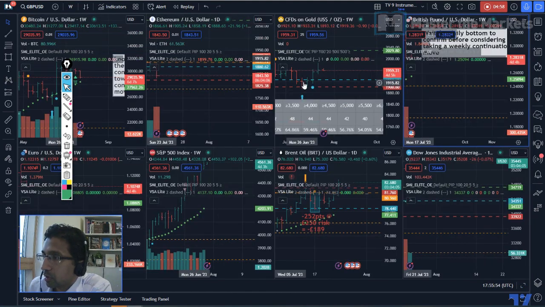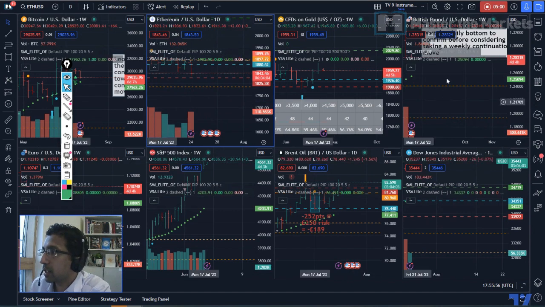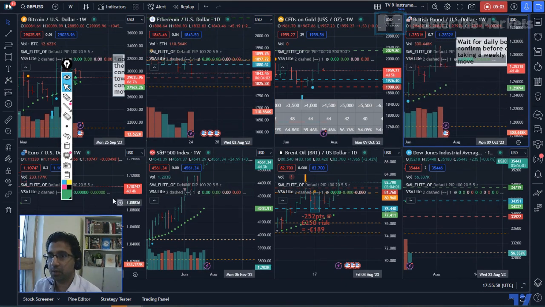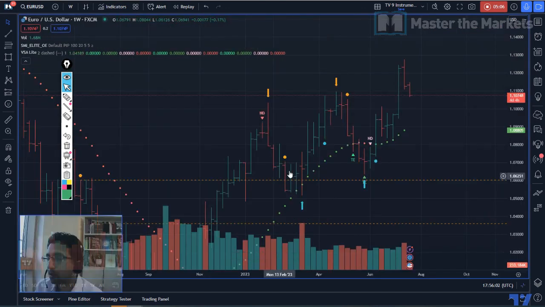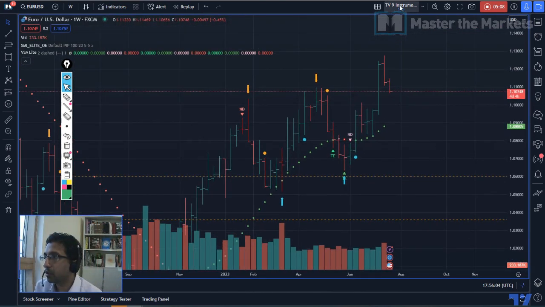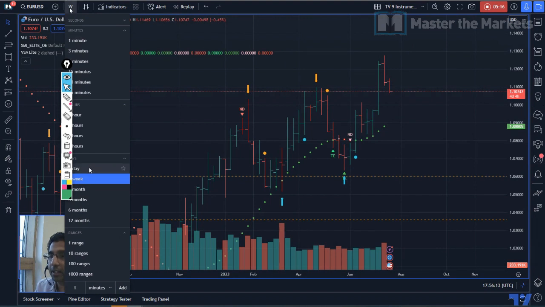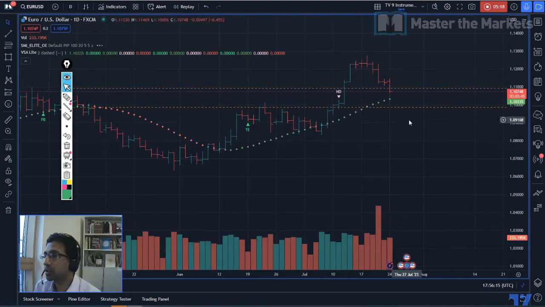So I will see how that comes across in the week. That's on GBPUSD. Euro dollar. Let's take a look at euro dollar now. Euro dollar traders, you can see on a weekly, I'm waiting for the top to confirm before I take a daily bottom towards a weekly phase one move. Over here, we do have a daily top. So if the bottom does confirm, I can look into a continuation move as well.